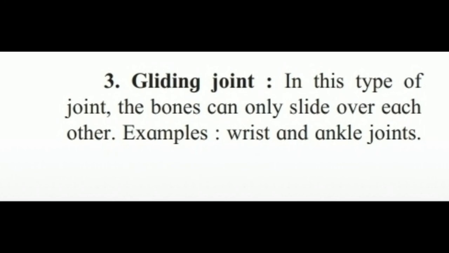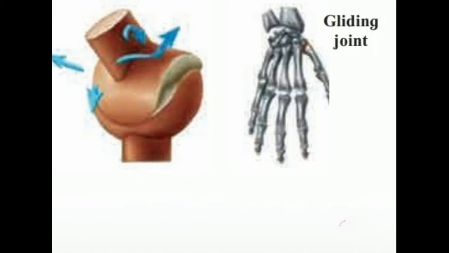Now the third type of joint is the gliding joint. In this type of joint, the bones can only slide over each other. So this joint is present at the wrist and ankle joints. We can see it in the backbone also. So just observe the gliding joints. Now the video.